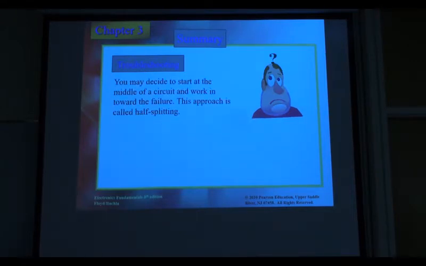Okay, the next one. Once we decide that inside the board there's something wrong, we need to use this. It's called half splitting. But I prefer to use divide and conquer. So how to do that? You split this thing in half. Determine if this one is wrong or not. Then you split the half again.